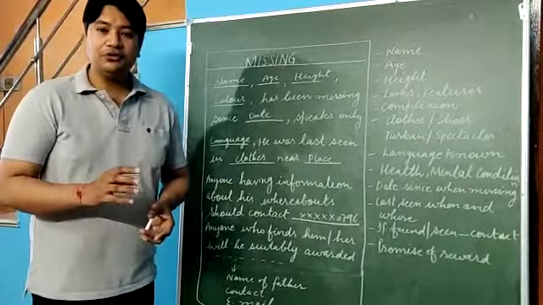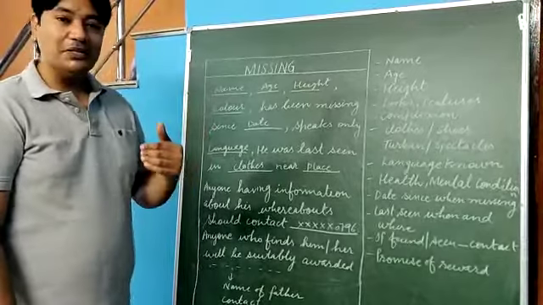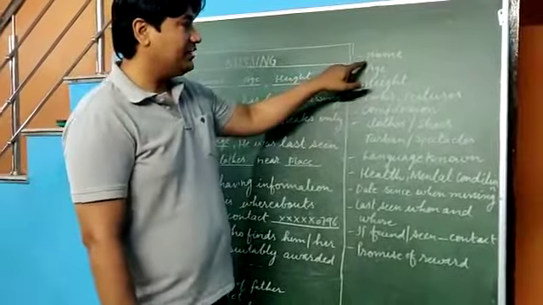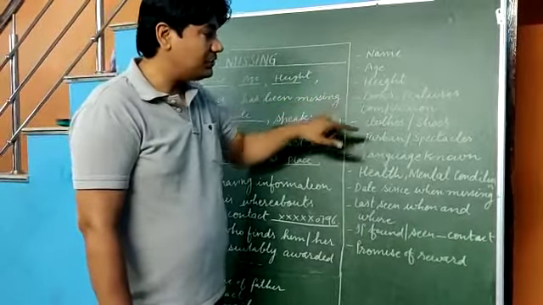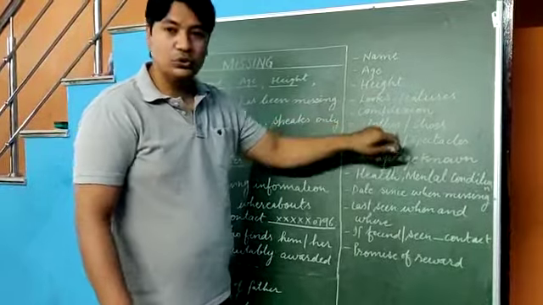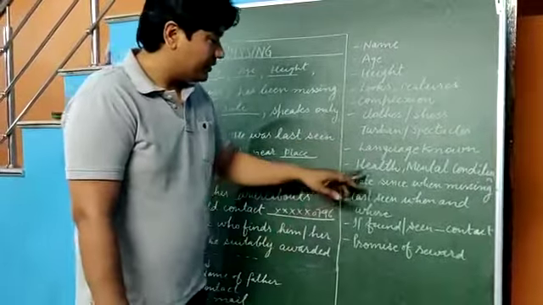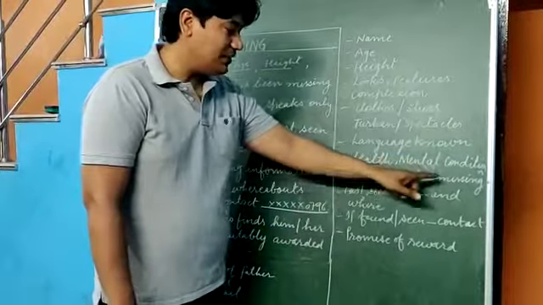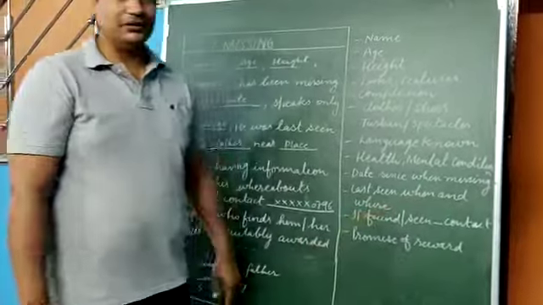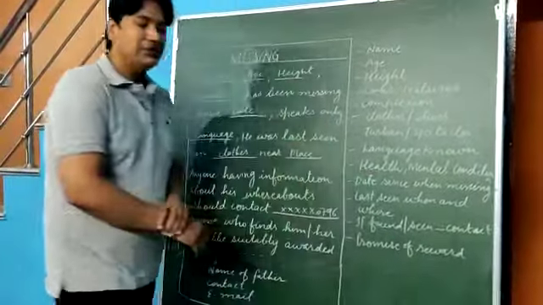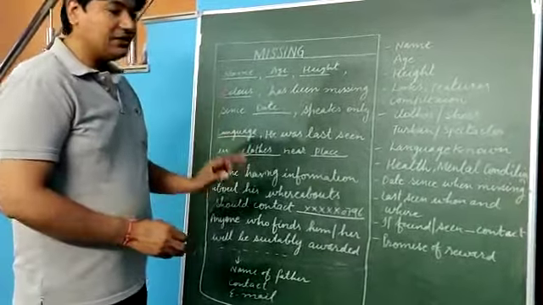Suppose we are to give the details of a missing person or child in the newspaper, whatever things we must mention in the advertisement. Definitely we are to mention the name of the child, the age of the child, the height, looks, features, complexion, clothes, shoes, turban, whether he was wearing spectacles or not, languages he knows, health, mental condition, date since when missing, last seen when and where, contact if found or seen, and promise of reward. Definitely, when we make a promise of reward, whosoever finds or sees that particular child or person will contact you.